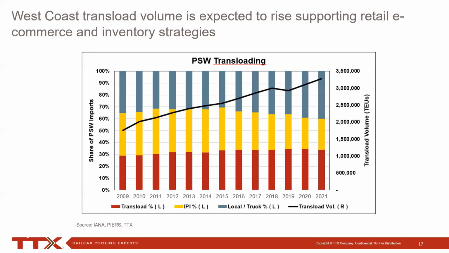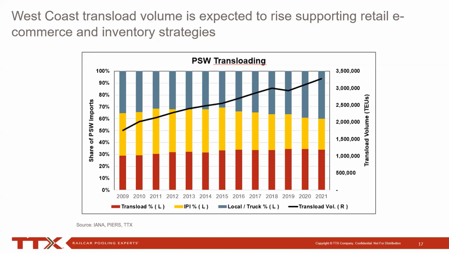Now, unfortunately, there's no direct source of transload data. Nobody reports transloading. So TTX does make an effort to estimate transload volume at 3 locations along the West Coast. Those locations are the PSW, as they say, LA Long Beach, the PNW, Seattle Tacoma, and Western Canadian ports, so Prince Rupert and Vancouver. And TTX develops the estimates using PIERS data or port reported data in the case of Canadian volumes, and the IANA data, which is the UIIA EDSO database.